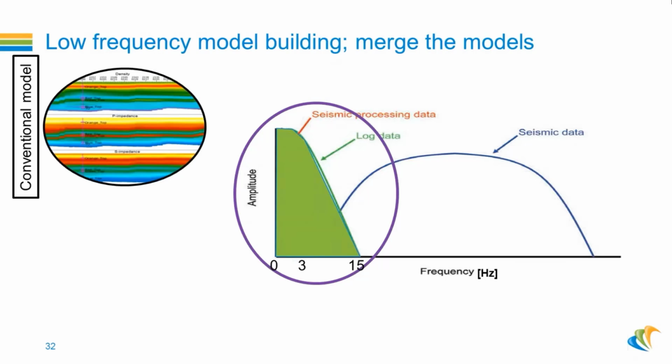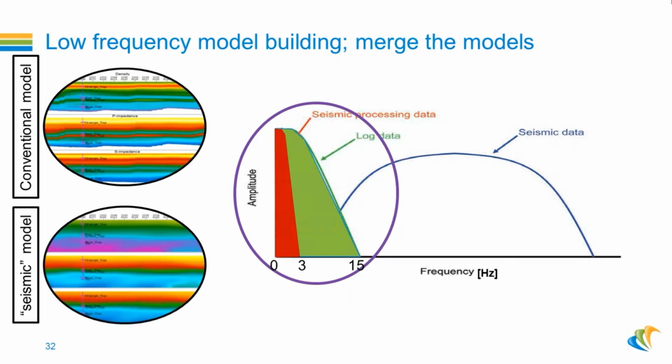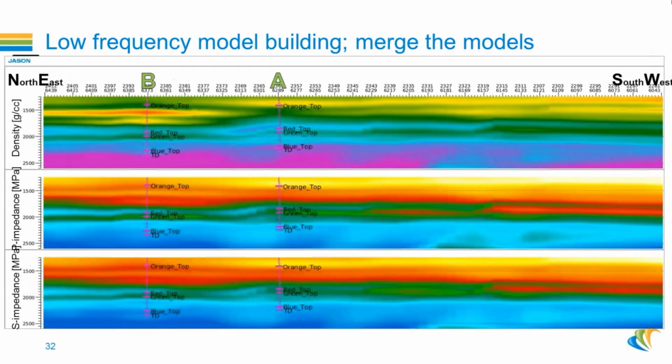So the well interpolation is the green area in here. The velocity data is covering the red area in here. And in that way we merge the data. So we've merged the models here, the low frequency merged together, and we can use those in our inversion.